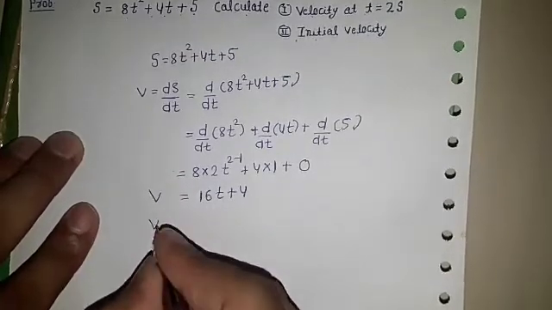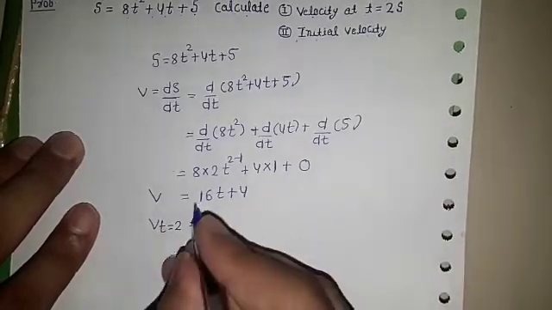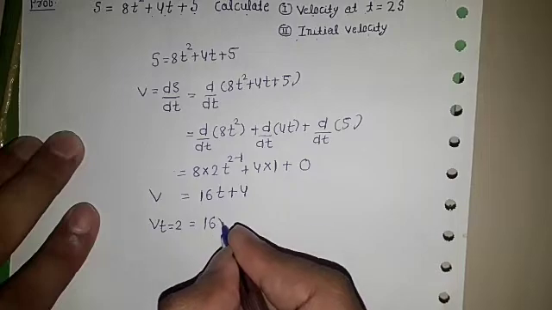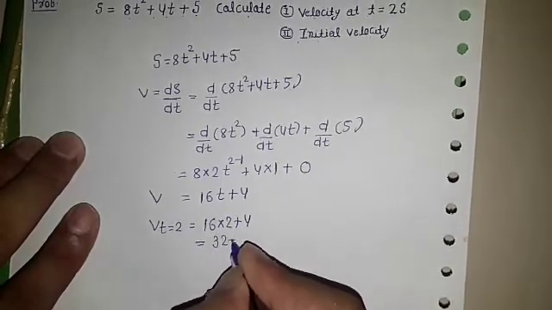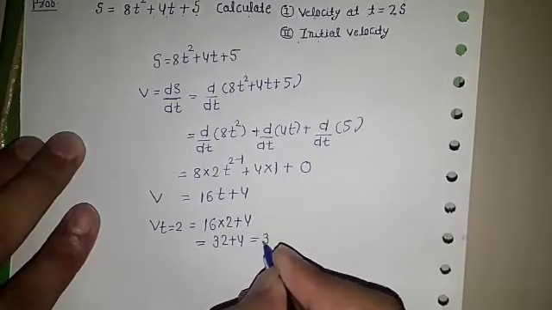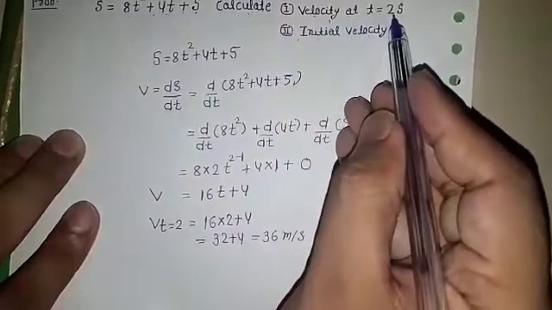Now we have to determine the velocity at t equal to 2 seconds. So substitute the value t equal to 2 here. 16 into 2 plus 4, that is 32 plus 4. The answer is 36 meter per second. This is the velocity at t equal to 2 seconds.